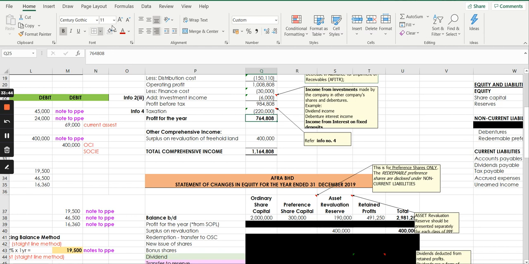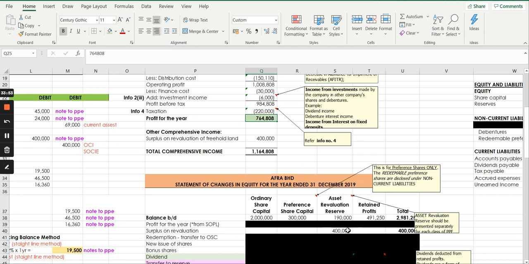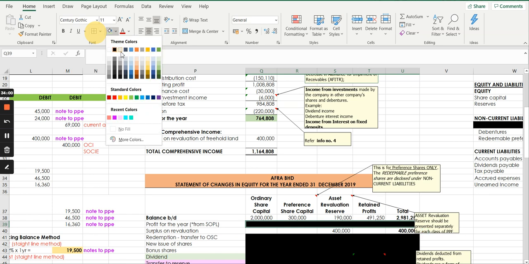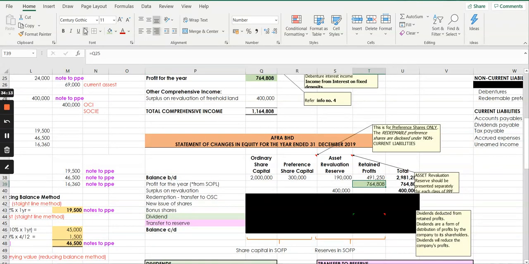764808, this figure here, I put a different color. Okay, we take a different color, green. Yeah, it will be included in the retained profit section in the statement of changes in equity. Right. And this is the figure that you need to include. That is the same figure given there. You can check these two figures.